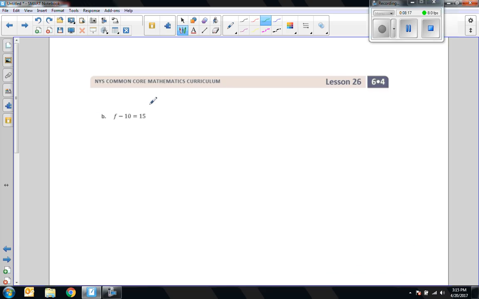F minus 10 equals 15. My operation is subtraction this time. The inverse of subtraction is addition. So I'm going to add 10 to both sides. Negative 10 plus 10 is 0. F plus 0 is F. 15 plus 10 is 25. Check my solution. 25 minus 10 equals 15. 25 minus 10 is definitely 15. Therefore, my equation checks.